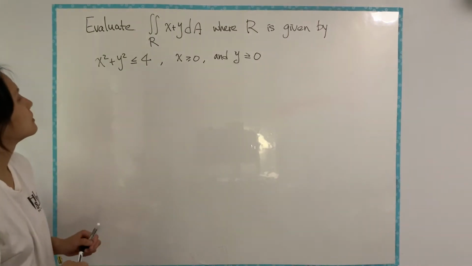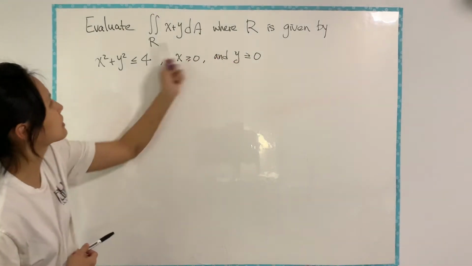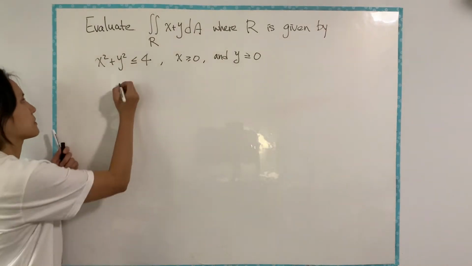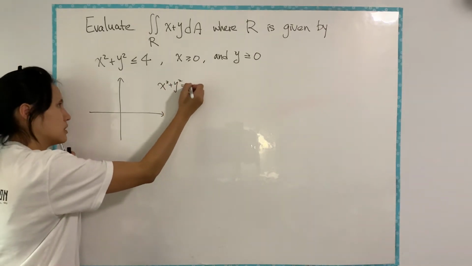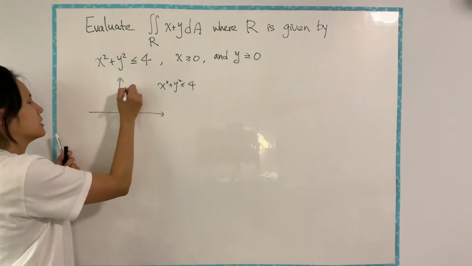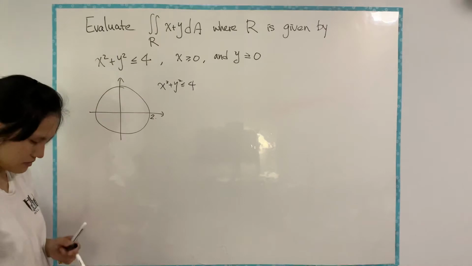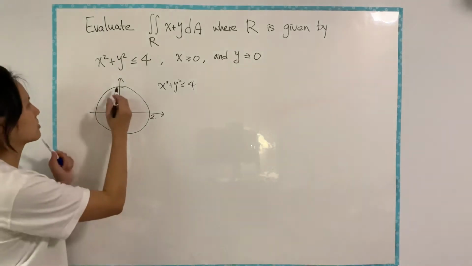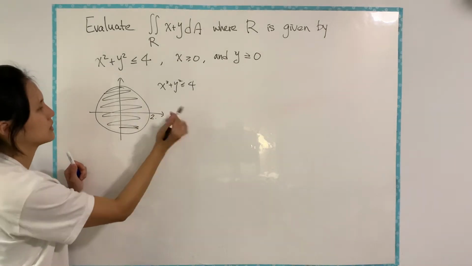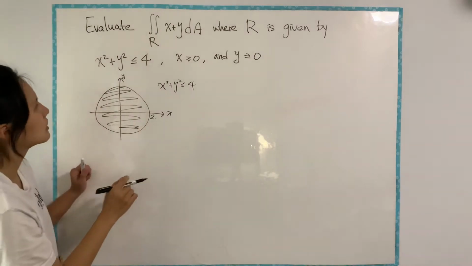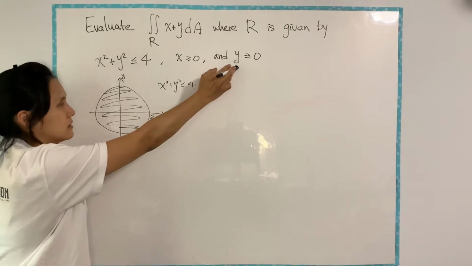Let's look at this example. We want to evaluate a double integral where the region R is given by these inequalities. So let's look at what it is. X squared plus y squared less than or equal to 4. What does that mean? It means things inside the circle of radius 2. So that's the entire disk. This is x squared plus y squared less than or equal to 4. Okay? But we also want x to be non-negative and y to be non-negative.